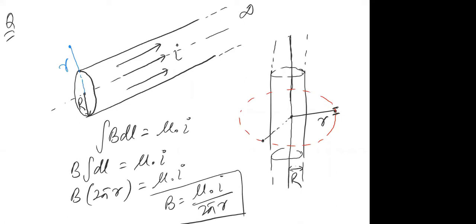Now, the second case is we have to find the same at the surface. You can do it in two ways. Simply, if small r becomes equal to capital R, what can you do? You can just put small r equal to capital R in this formula, because in the second case, small r becomes equal to capital R.